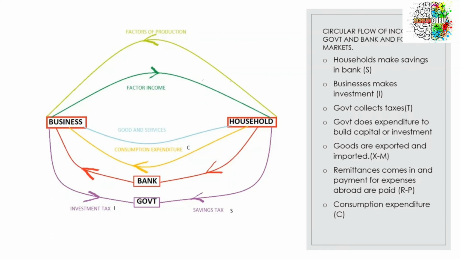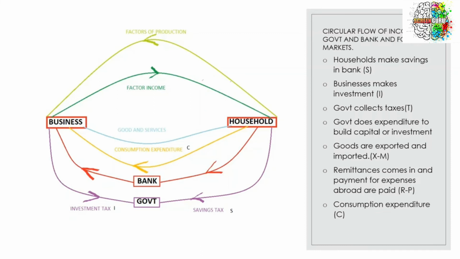So what the household does is make savings in the banks. Okay. And banks would in turn give that money to business to invest. Now, what is the role of the government? Government will be collecting tax from both households and business, and then they in turn will be doing government expenditure, denoted by the letter G.